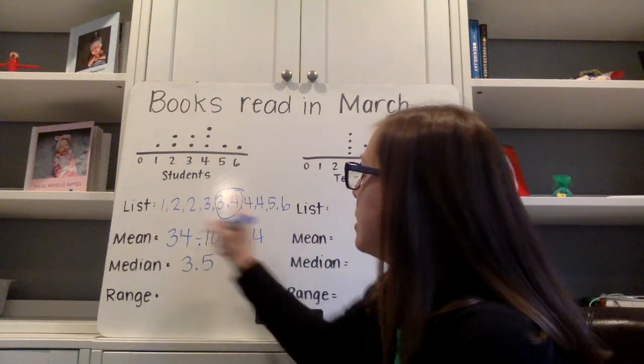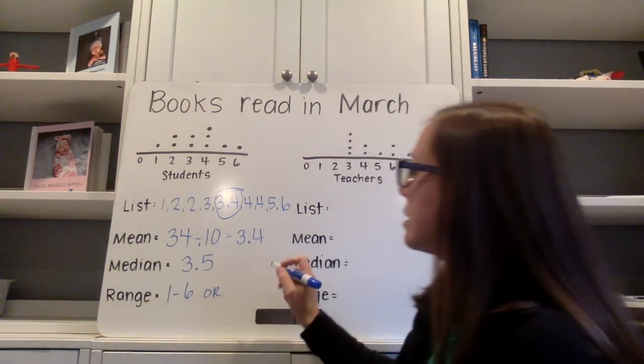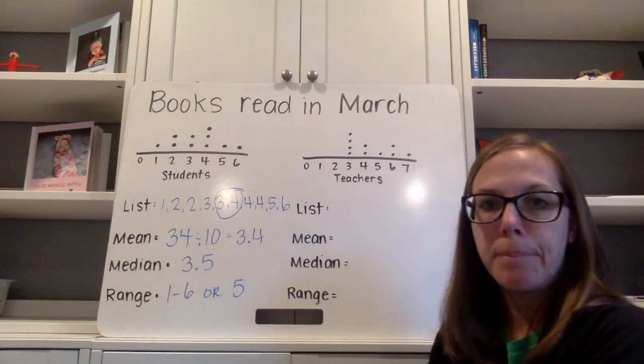I can say my range is from 1 to 6. Or I can subtract and say 6 minus 1 is 5.